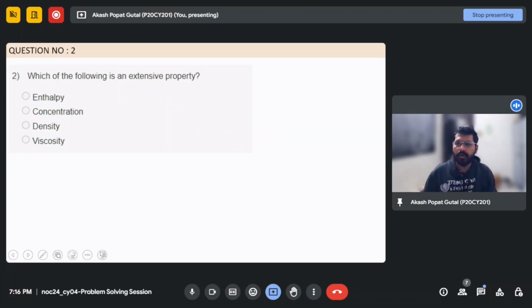So the second question is, which of the following is an extensive property? We know extensive and intensive properties. Can anybody answer this question? The options are enthalpy, concentration, density, and viscosity. It's simple. So the question is, which of the following is the extensive property?